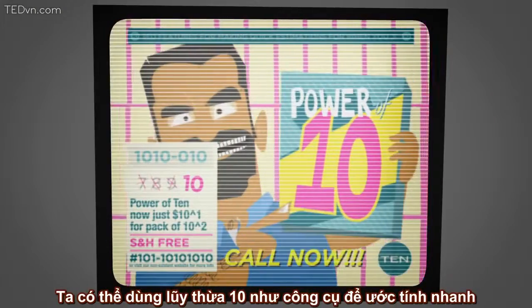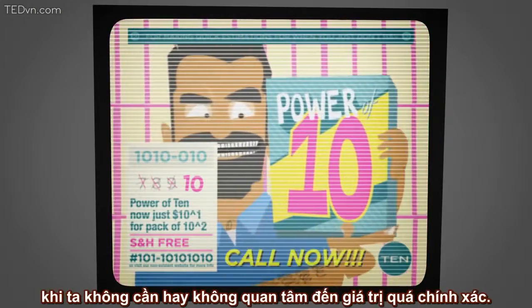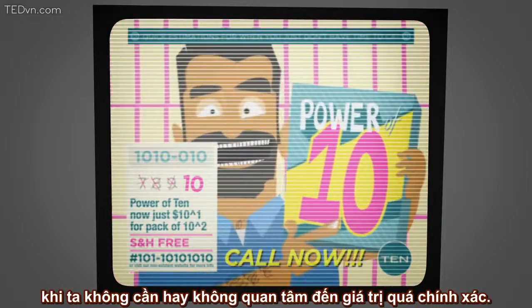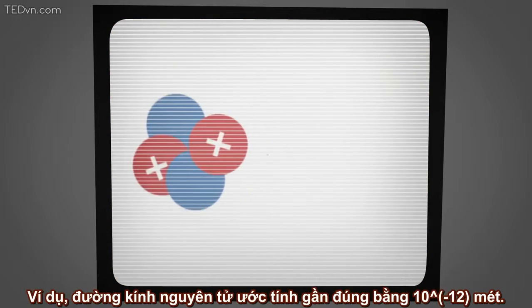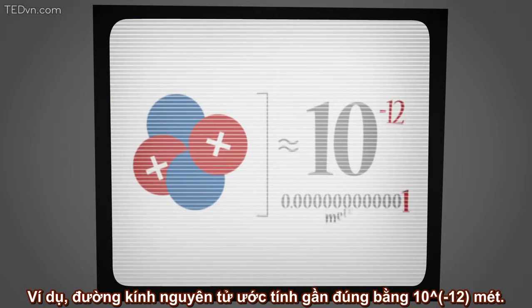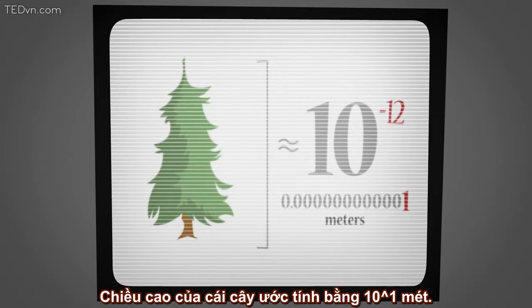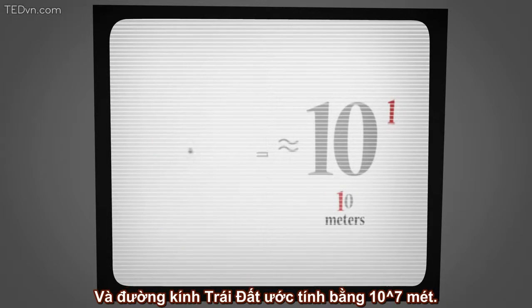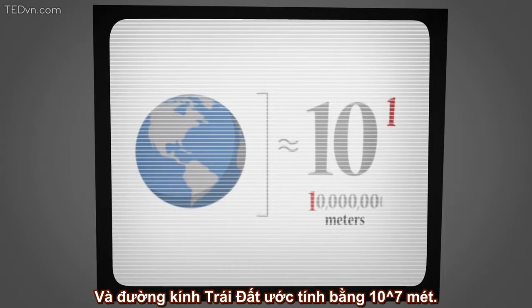We can use the power of 10 as a tool in making quick estimations when we do not need or care for the exact value of a number. For example, the diameter of an atom is approximately 10 to the power of negative 12 meters. The height of a tree is approximately 10 to the power of 1 meter. The diameter of the Earth is approximately 10 to the power of 7 meters.